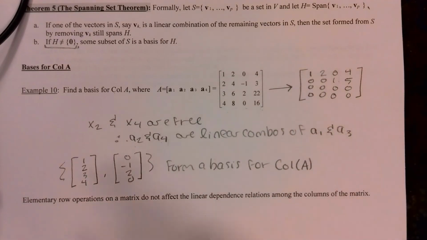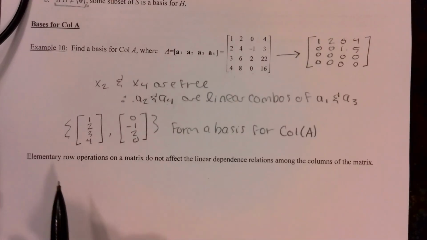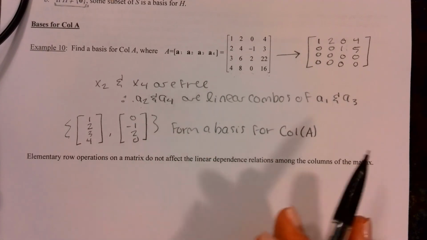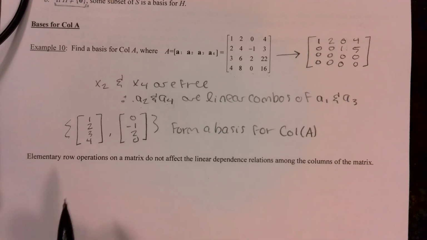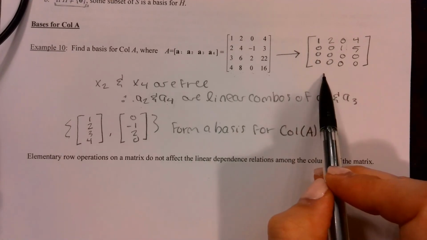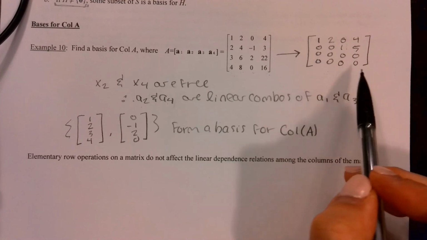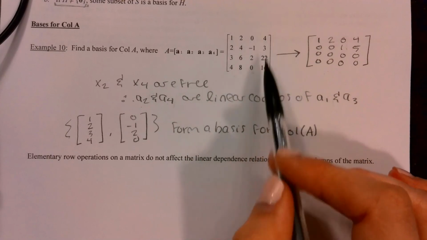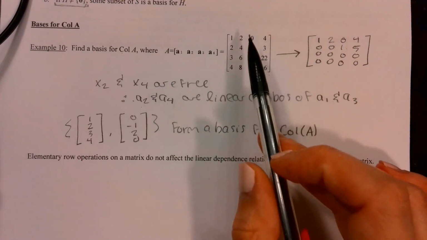And again, here's another fun fact: elementary row operations on a matrix do not affect the linear dependence relations among the columns. It just shows you which ones are dependent on the other ones. So once you've looked at the row reduced form, you can then go back and determine which of these columns are the linearly dependent ones and eliminate them.